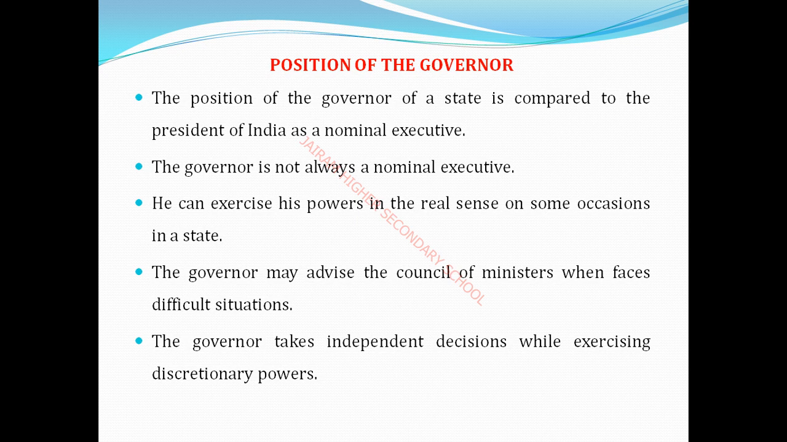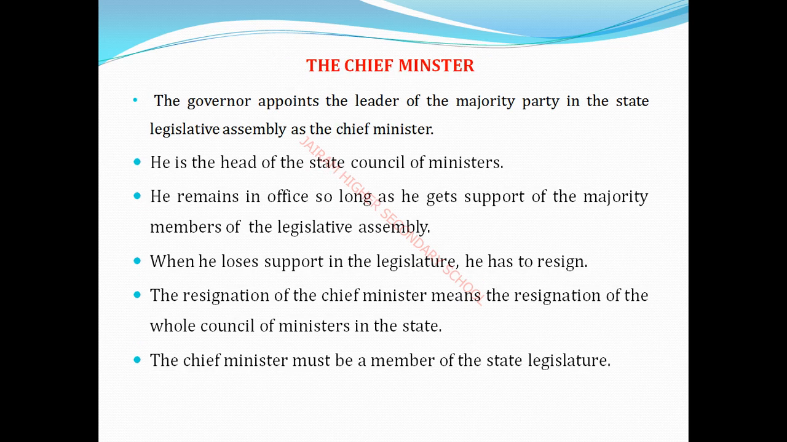Okay, children, see the last sentence. The governor takes important decisions while exercising discretionary powers. Discretionary power means when it is needed and when it is not needed, the decision powers are taken over by the governor. So he has a lot of powers to control the entire state, together with the chief minister and afterwards with the council of ministers.